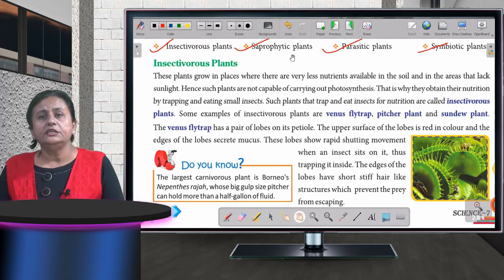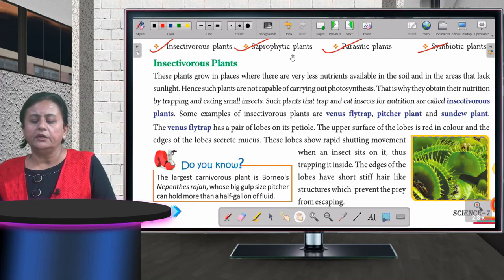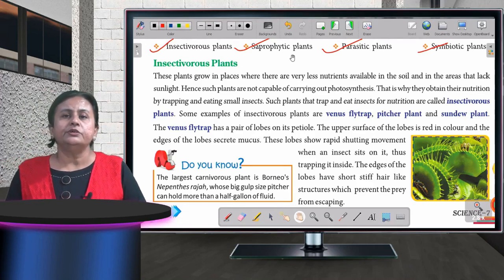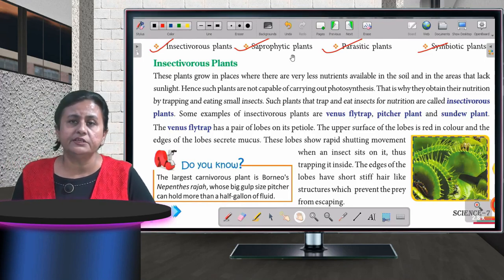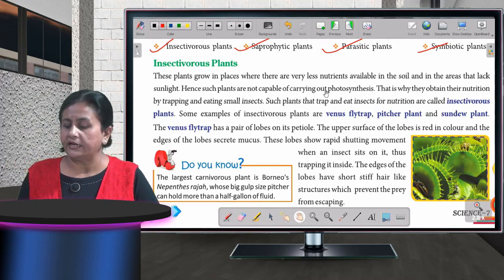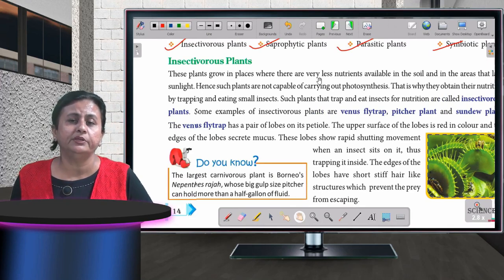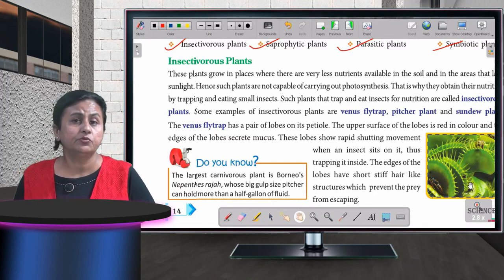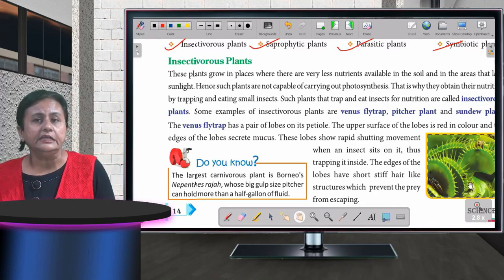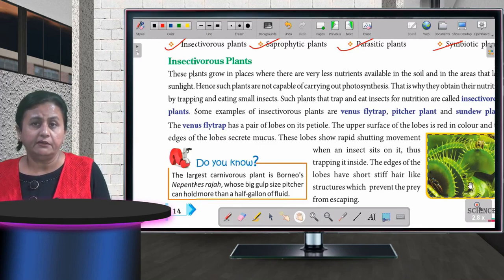So these plants, what happens? They grow in the places where there are less nutrients available, whether there are less nutrients available in the soil, and in the areas that lack sunlight, where sunlight is not able to reach properly. There are different types of forests. You must have learnt in your previous classes. They are very dense forests. Lots of trees are there. They are so tall that even sunlight cannot penetrate. But still life is existing there. There you will find lots of insectivorous plants where the sunlight is not able to reach properly, or these plants don't get sufficient nutrients from the soil.